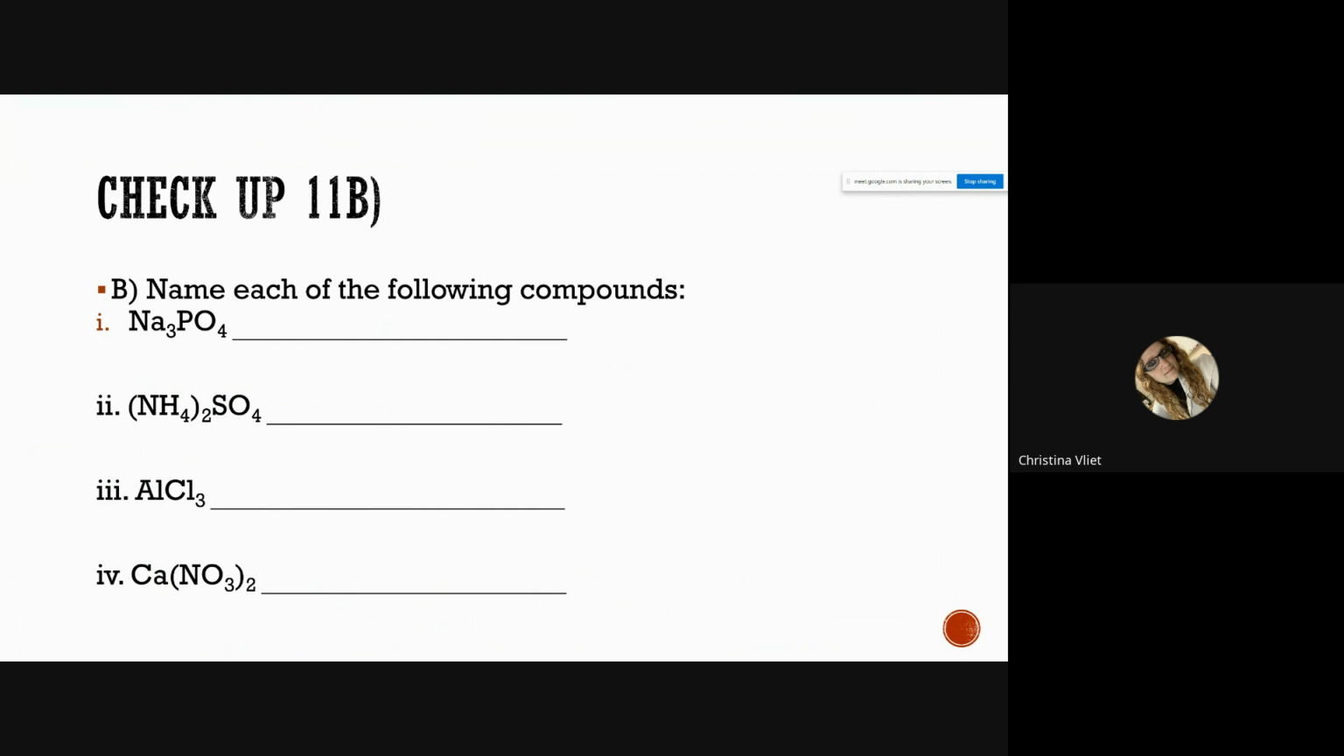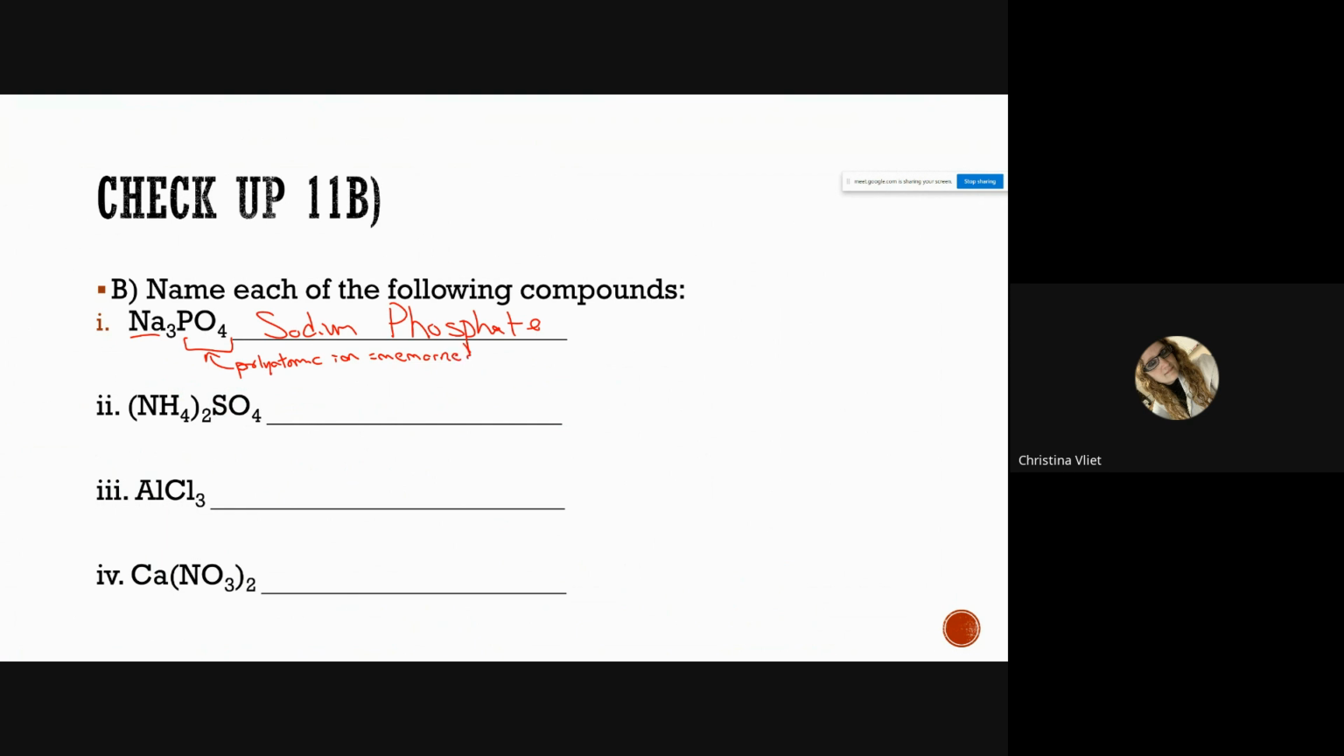What do we do? Sodium phosphate. Sodium is the positive ion, so we name the positive ion and then we name the negative ion. So there's always going to be two names. Sodium and then PO4 is phosphate. And you know that because this is a polyatomic ion that has to be memorized, because it's on the chart, right?